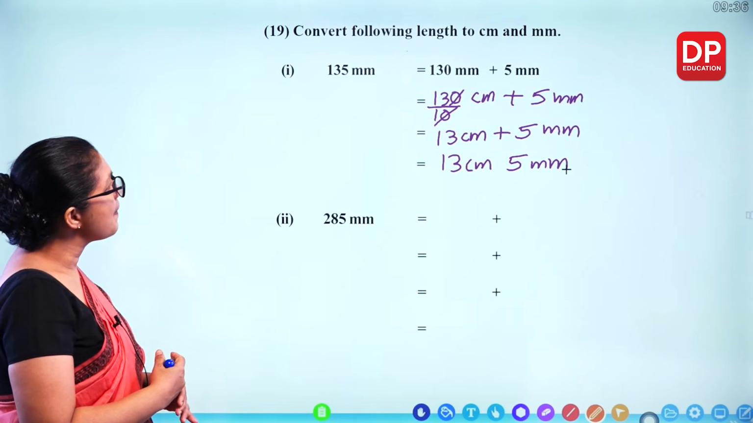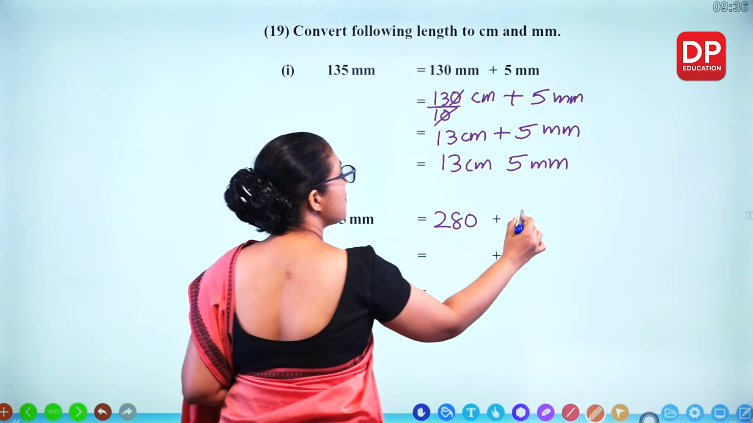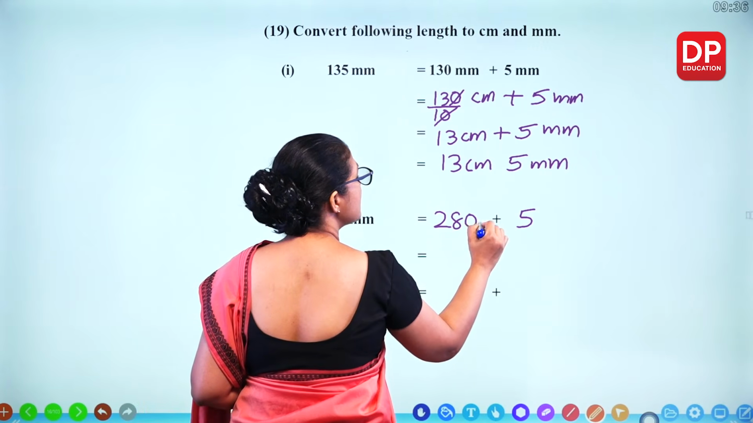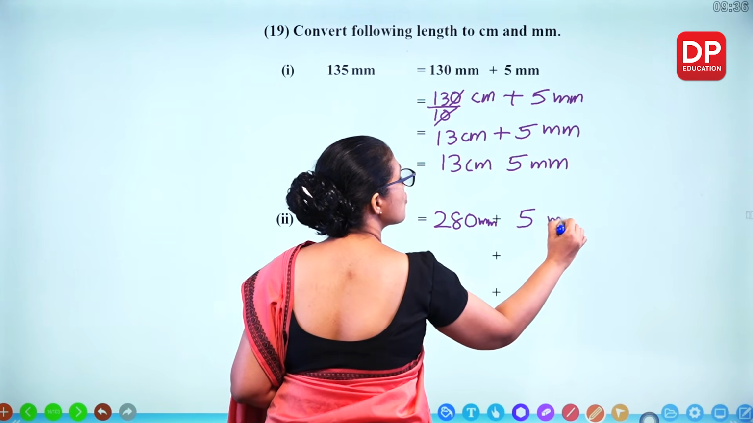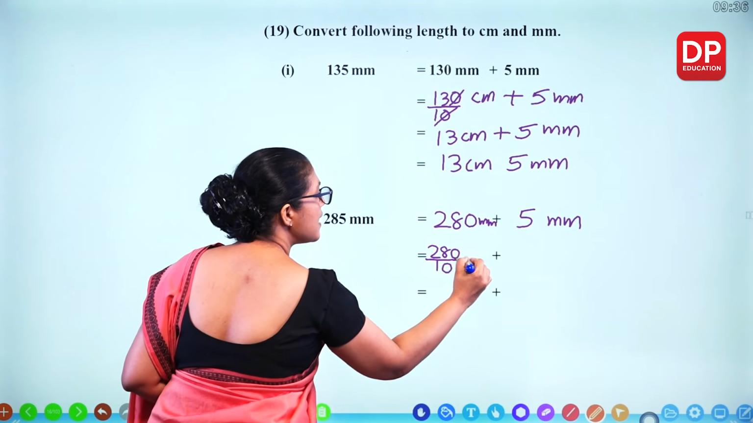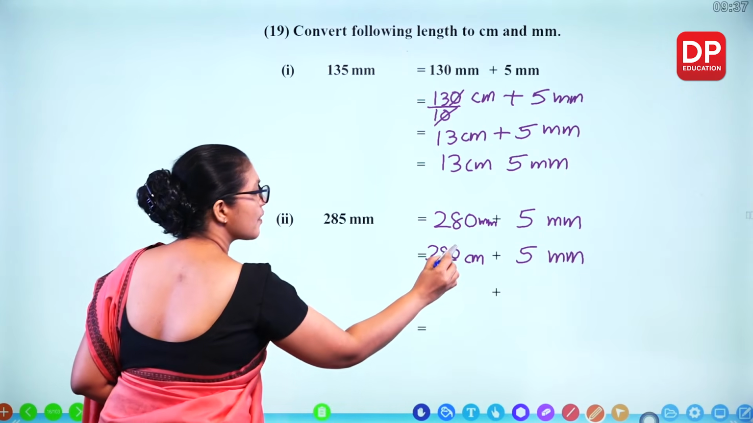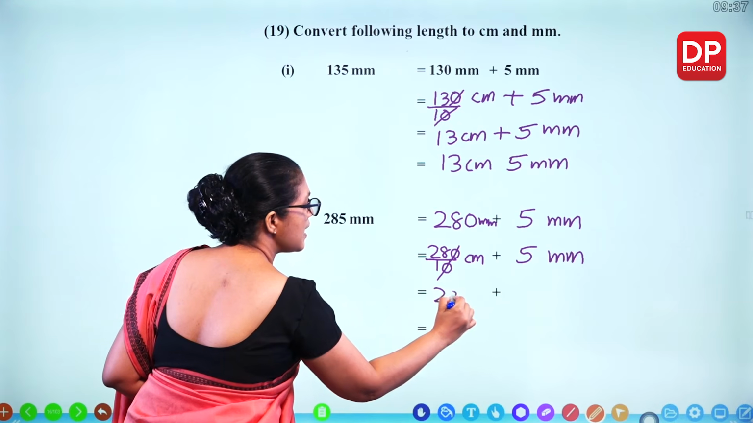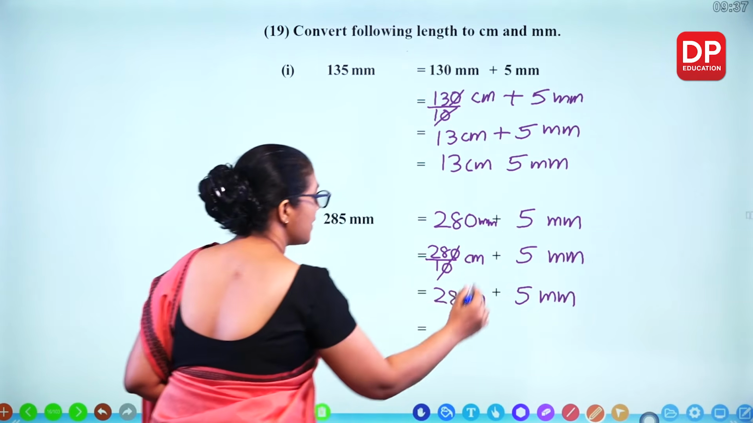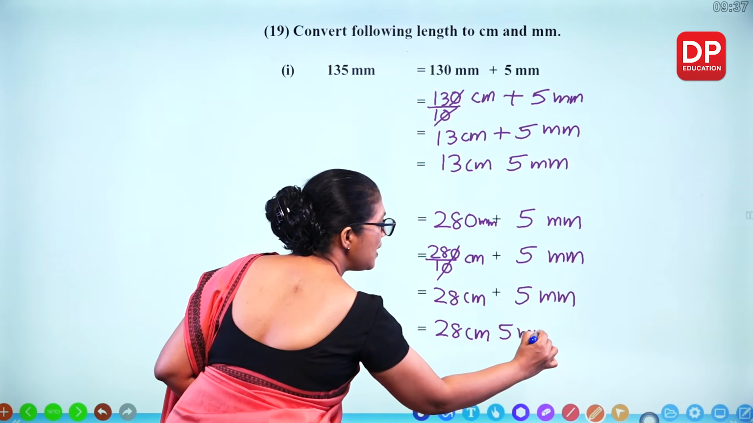285 millimeters. How can I write? 280 plus 5, both in millimeters. This is also in millimeters, this is also in millimeters. This one I can divide by 10 and convert to centimeters. The 0 gets cancelled out. 28 centimeters and 5 millimeters. I can write 28 centimeters, 5 millimeters, like that.